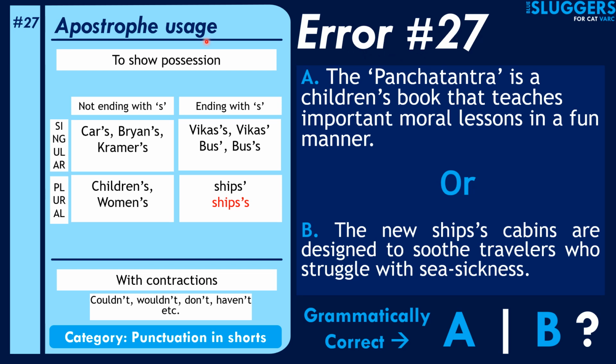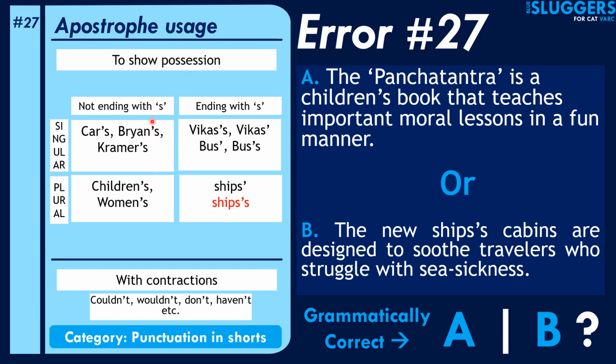So error 27 basically pertains to the usage of apostrophe, and there are two ways in which an apostrophe is used. An apostrophe is basically, guys, this symbol here that you have, like in cars', Brian's, etc. There are two primary usages of this punctuation. One is to show possession. So for example, when you say Kramer's car, that means it refers to a car that belongs to Kramer, or Brian's brother. That means you're talking about a brother that is Brian's.